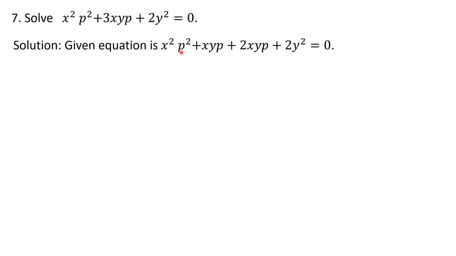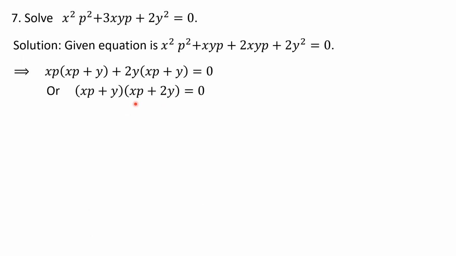Now you can observe the common terms here. It is xp common. So I have xp into (xp plus y). So from the third and fourth, I'll write (xp plus y) common. So what we need to multiply is 2y. 2y is the term left out. 2y into xp, that is 2xyp, 2y into y, 2y square. So that means the factors are (xp plus y) into (xp plus 2y) equal to 0. Now solve by equating each to 0.